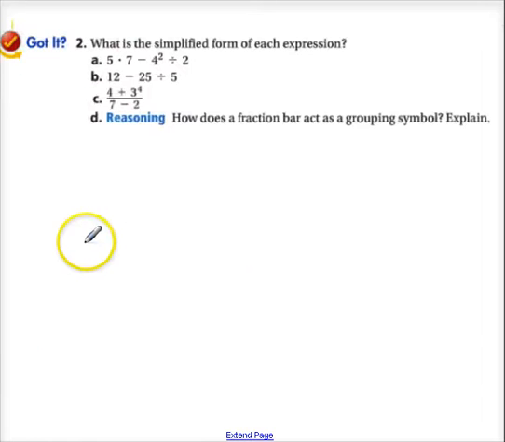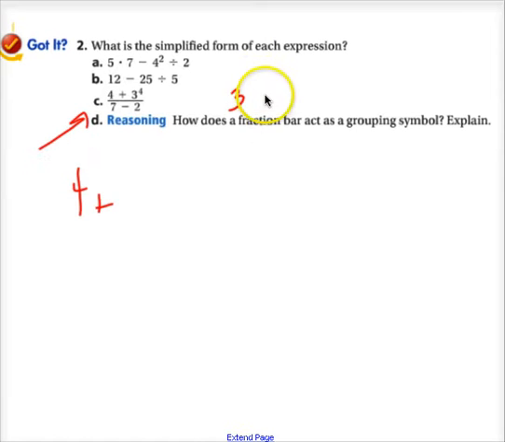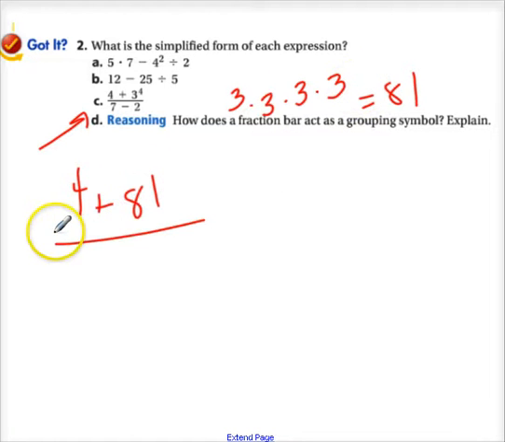All right, one more example here. Let me do C, since it's another fraction bar. So 4 plus 3 to the 4th. Well, I need to know what that equals. So 3 times 3 times 3 times 3 is 81. So I have 4 plus 81 on the top of my fraction and 7 minus 2 on the bottom.